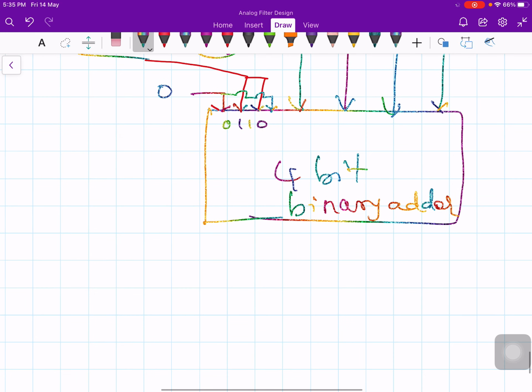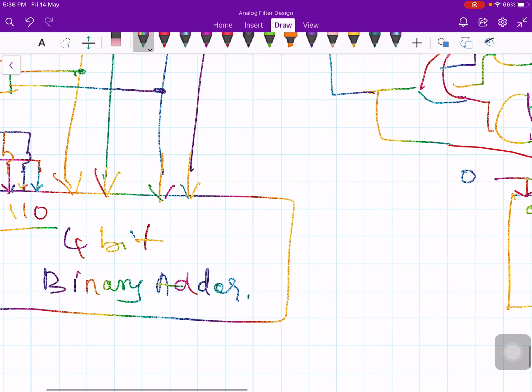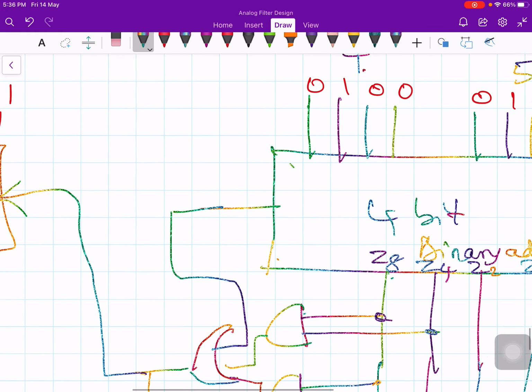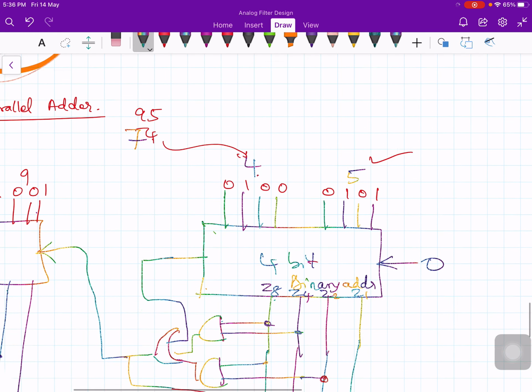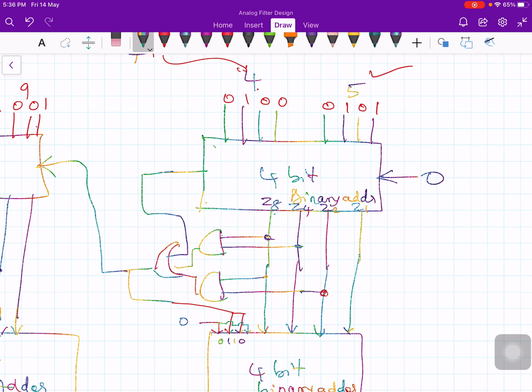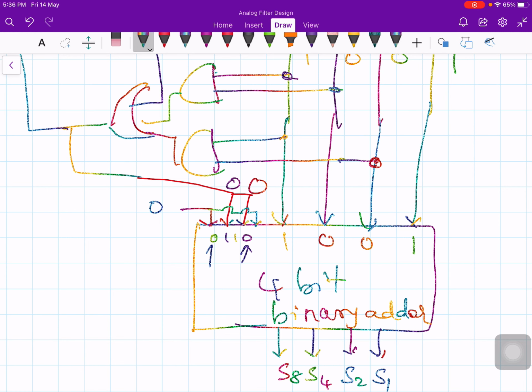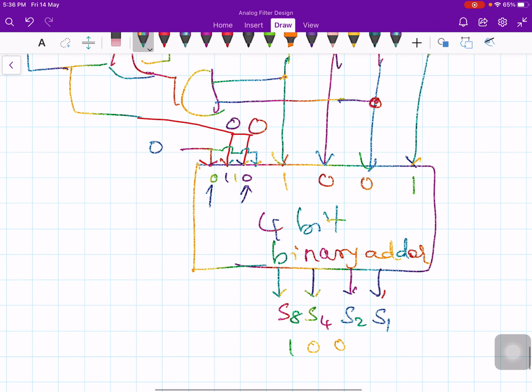So this is 4 outputs: S8, S4, S2, S1, and here again S8, S4, S2, S1. Now look at the operation. Now 5 plus 4, 9. Okay, so 1 0 0 1 will come, and this is 0, nothing to worry. So this 1 0 0 1 will come here, and this input is 0, this input is 0, already I have here 0, and this also 0. Therefore the output is 1 0 0 1.